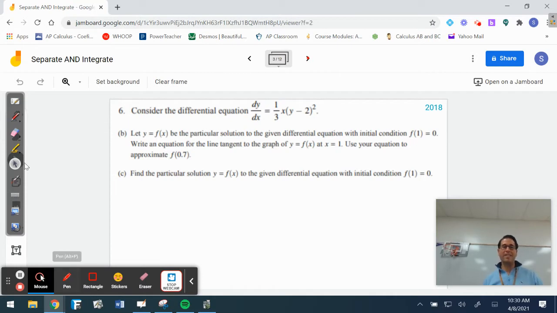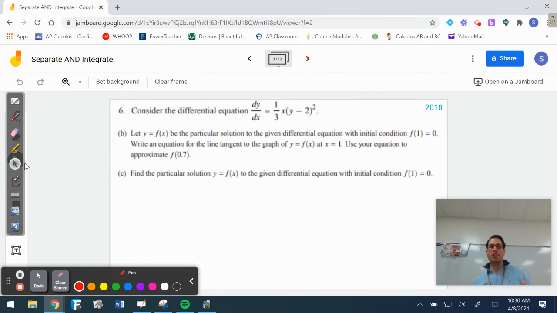Okay, so now let's get down to the big parts of this problem. We have the differential equation. They're telling me that y equals f of x is the particular solution to the differential equation, and that there is an initial condition. They want me to write an equation for the tangent line at x equals 1, and use your equation to approximate f of 0.7.